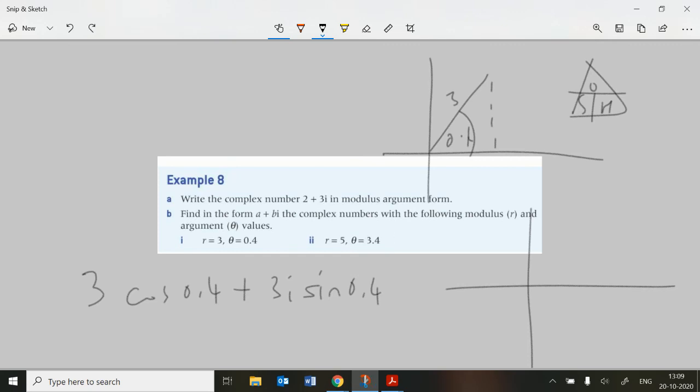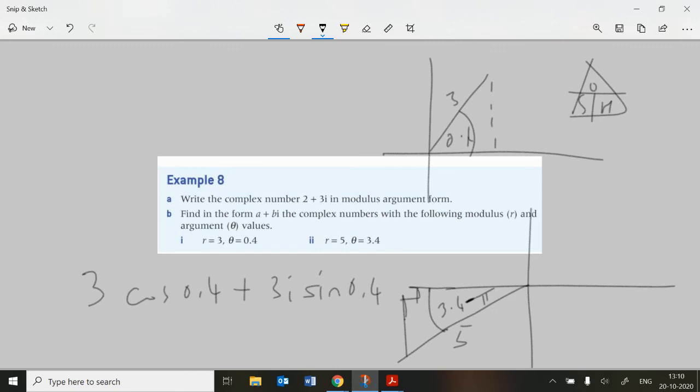3.4 is just beyond here. Okay, so it's just beyond, so this is 3.4 take away pi, and that's going to give you this angle here. Now that's the angle which is necessary if you're going to then say, okay, look, there's your 5, and here's your right angle triangle, and that's our minus there.